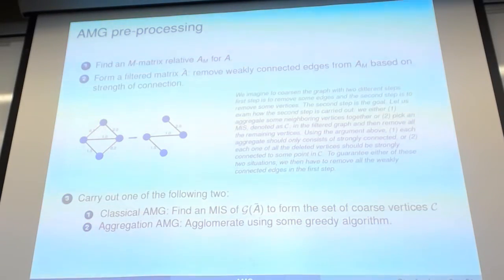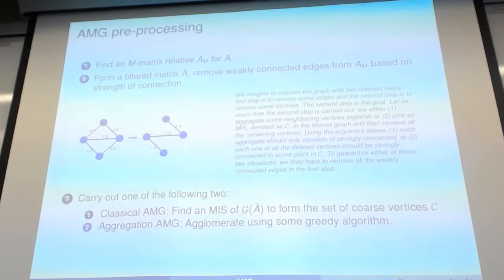So let us examine how the second step is carried out. We either aggregate some neighboring vertices together or pick some degrees of freedom. What's the meaning of MIS? This is maximum independent set, and this is a graph. You guys study graph theory, right? One of the six classes. So all these algebraic models pretty much use graph theory. You have maximum independent set to pick up. Then you look at the neighbors, and you just keep the strongly connected vertices. Then you aggregate them together, or you get rid of all your neighbors and pick one to represent your coarse field functions. So that's pretty much my choice of coarse spaces.